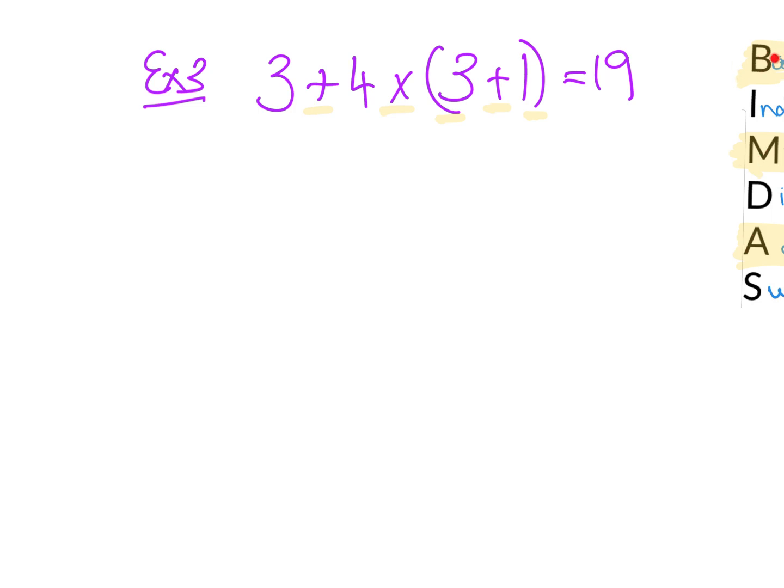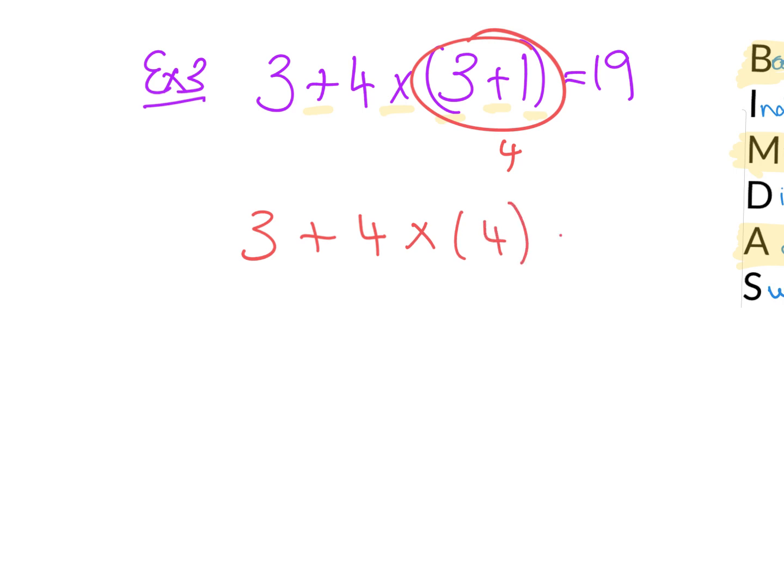And I'm going to start off with my B, which is my brackets. So I'm going to maybe use red here. And this is the bit I'm going to do first. So 3 plus 1 is 4. So I'm going to have 3 plus 4. So again, these parts I haven't done anything with yet. It's now going to be multiplied by, and I'm going to keep it in brackets, 4 equals 19. So I've done my B. There is no indices in it, so I'm grand. I'm now on to my multiplication.